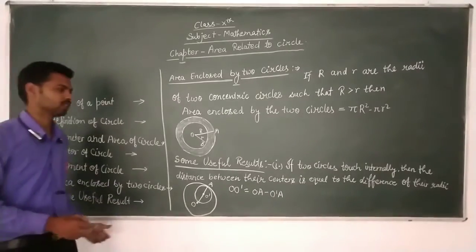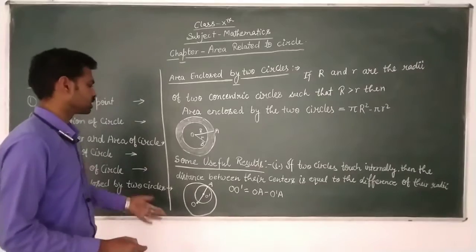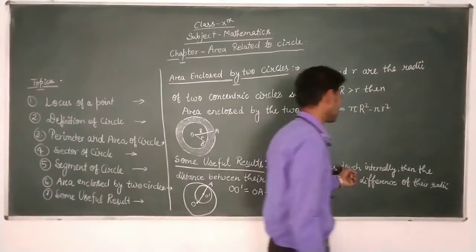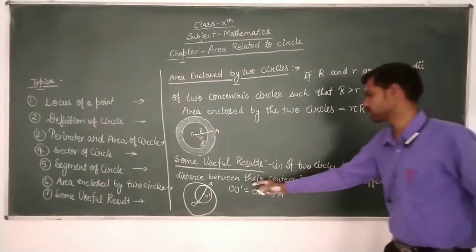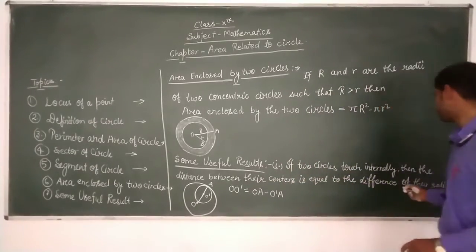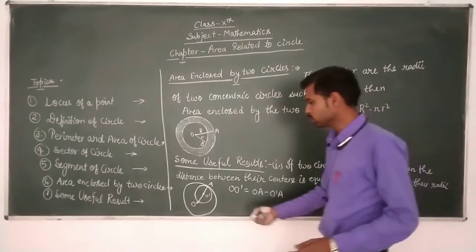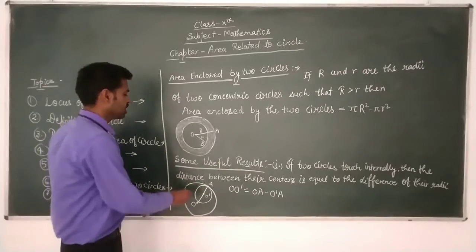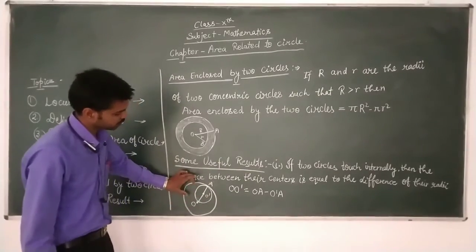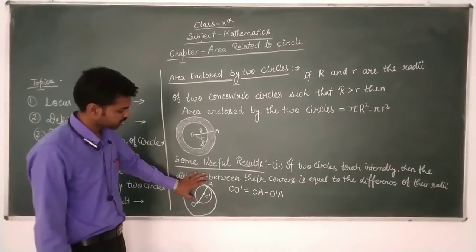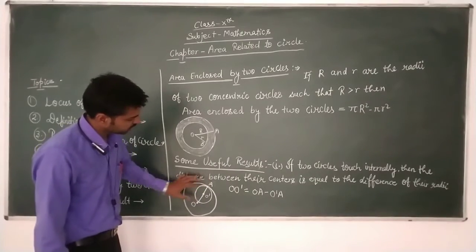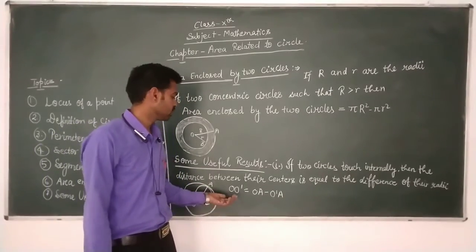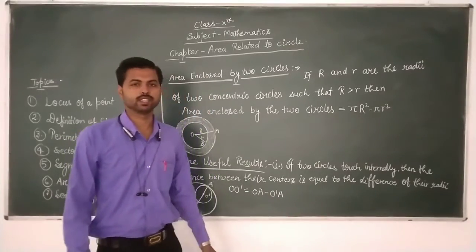Now, the seventh and last topic of this chapter: some useful results. First point: if two circles touch internally, then the distance between their centers is equal to the difference of their radii. This means if two circles touch each other internally at a point A, then the distance between their centers OO dash is equal to the radius of the bigger circle OA minus the radius of the smaller circle O dash A. That is, OO dash is equal to OA minus O dash A.